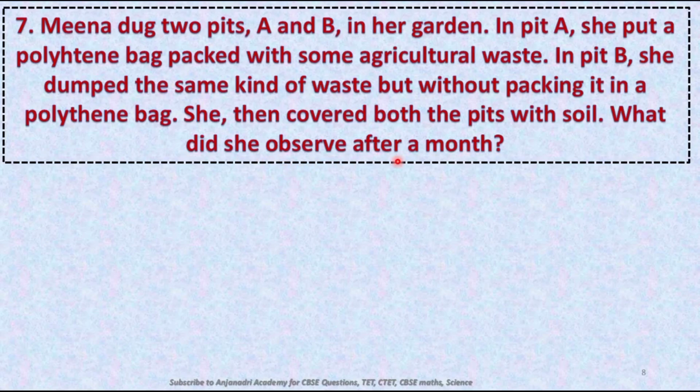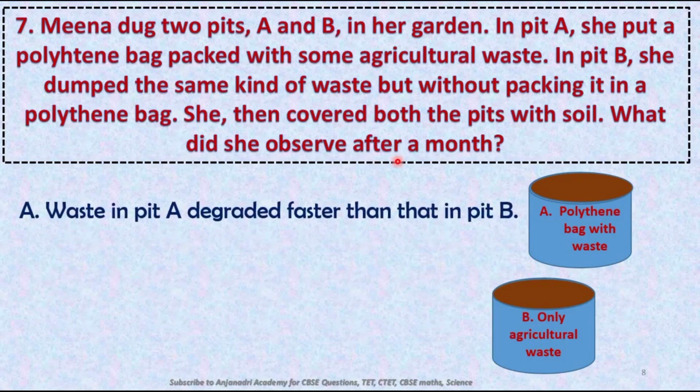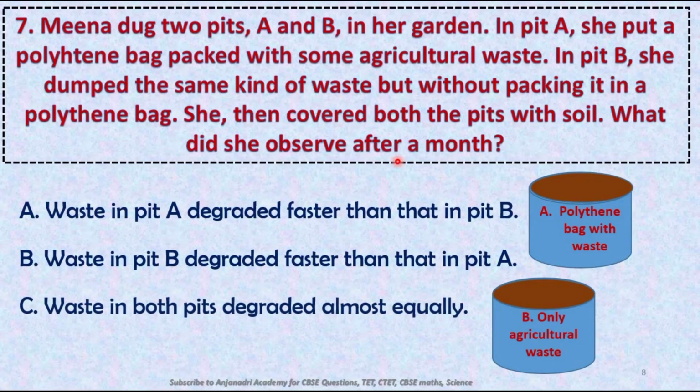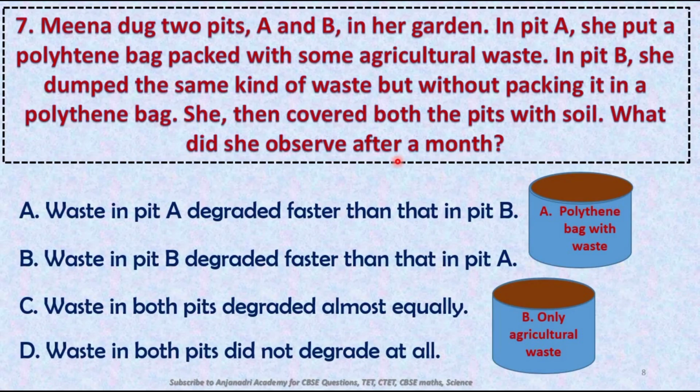So here is the first pit A where she put the polythene bag with waste. In pit B she added only agricultural waste. Then she covered them with the soil. What happens after a month? Here are the options. The first option: waste in pit A degraded faster than that in pit B. Waste in pit B degraded faster than that in pit A. Waste in both pits degraded almost equally. And the fourth option D is waste in both pits did not degrade at all.